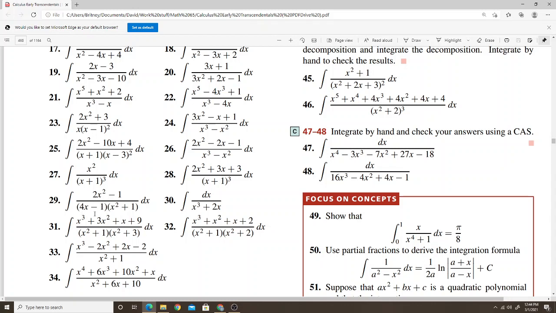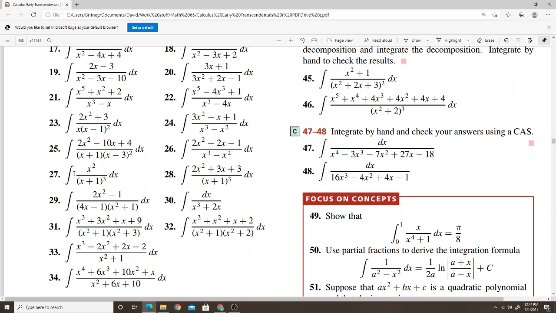But the linear factor here is just going to be an A over 4x minus 1. And then the quadratic factor is going to be Bx plus C over x squared plus 1, right? So the partial fraction decomposition is going to look like A over 4x minus 1 plus Bx plus C over x squared plus 1. And then clear the fractions, equate coefficients, blah, blah, blah. But let's go back and actually maybe work out 27. So I'm going to write this thing down.